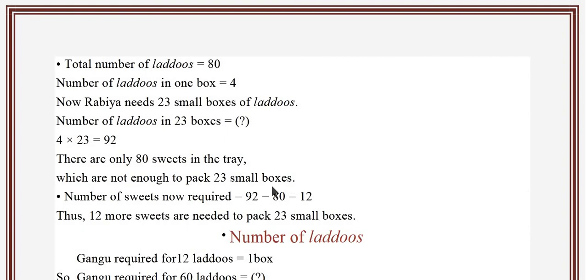In a tray there are 80 laddus, and from the 80 laddus, if 4 laddus are packed in one box, then only 20 boxes are prepared. Here Rabia wants 23 small boxes. But if Gangu prepares 23 small boxes, then 12 more sweets are required. So in a tray there are only 80 laddus, and with 12 more laddus, then 23 small boxes are possible.